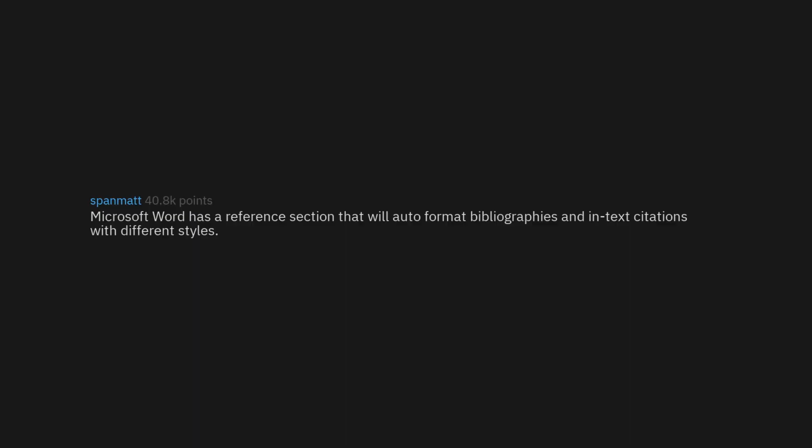Microsoft Word has a reference section that will auto-format bibliographies and in-text citations with different styles. All you have to do is add the sources, and it does everything else.